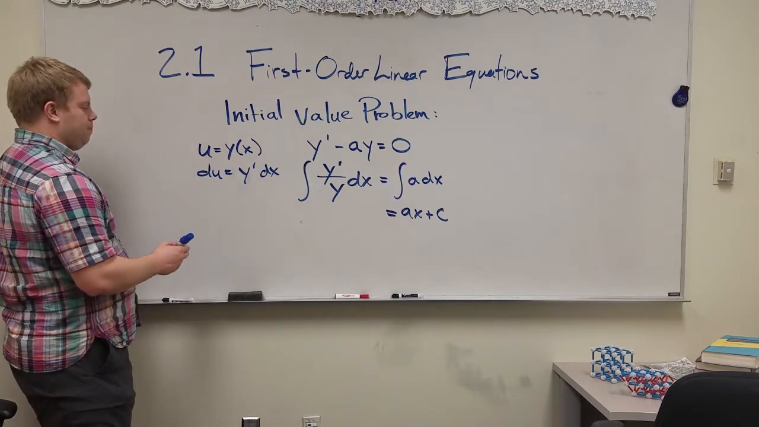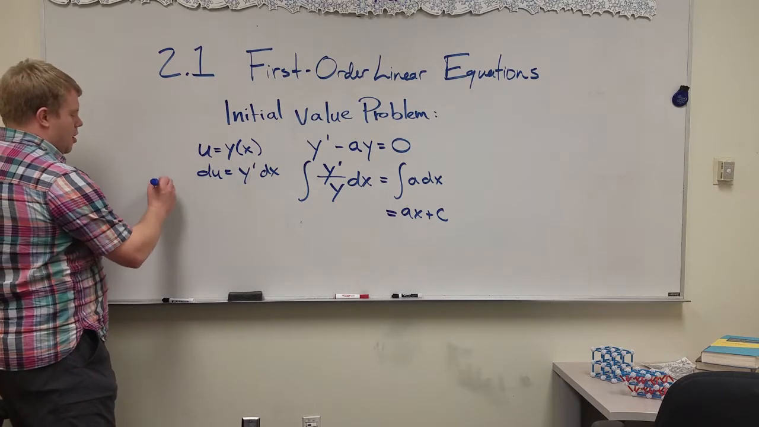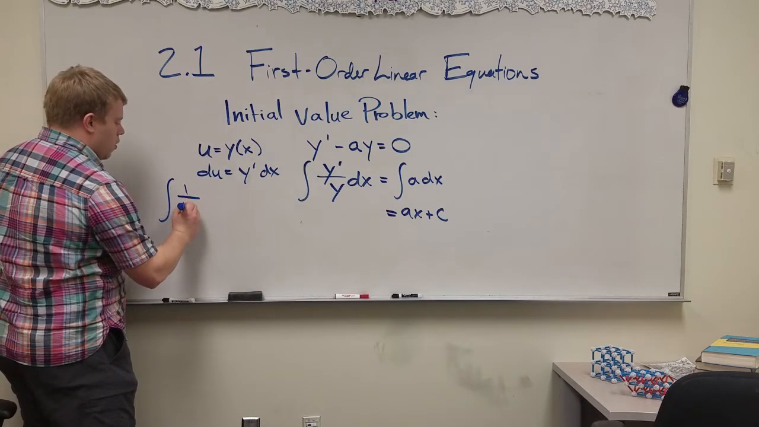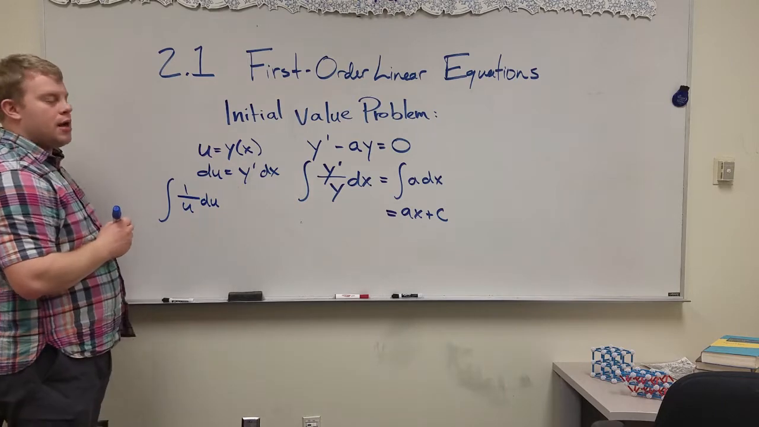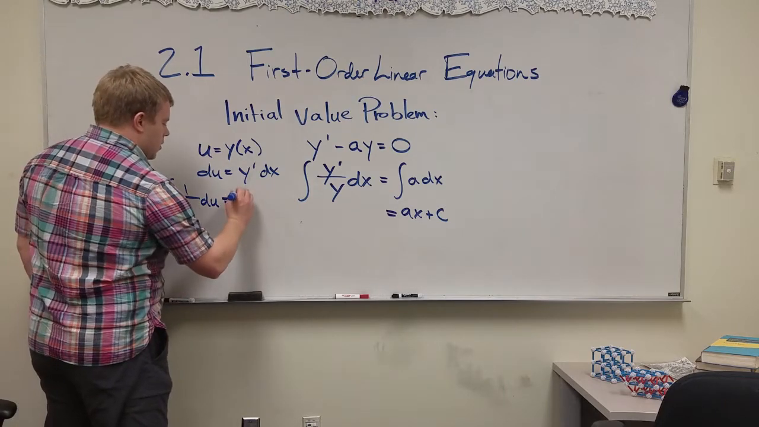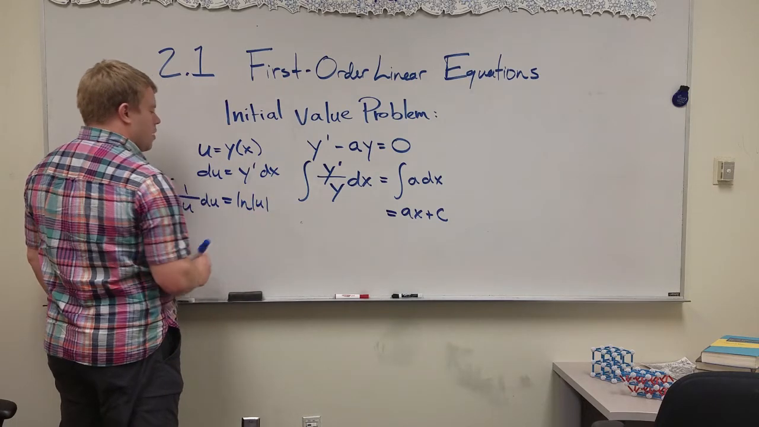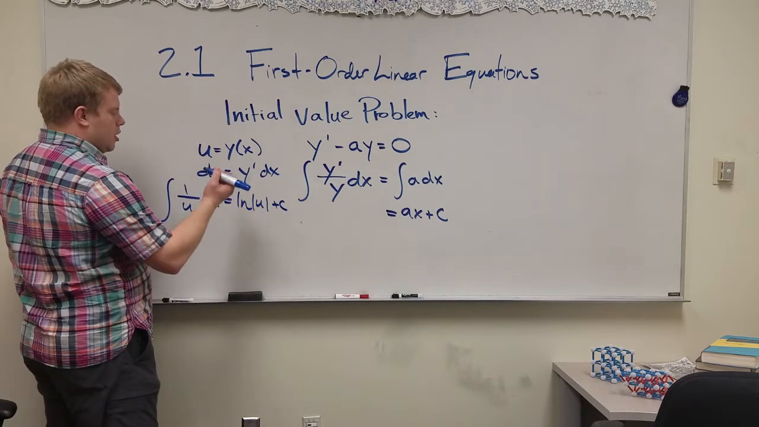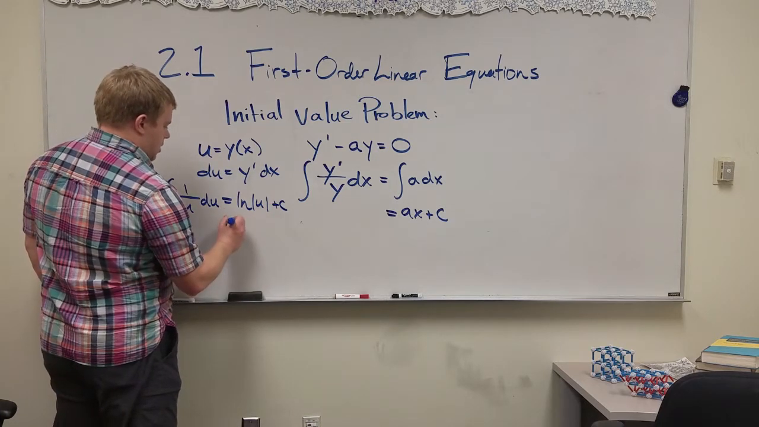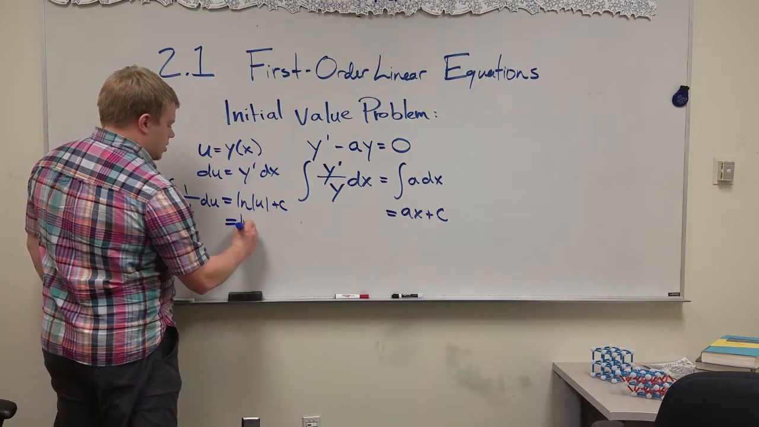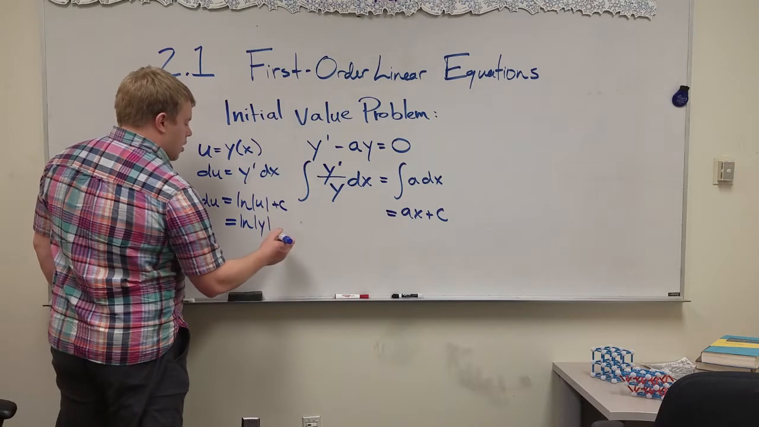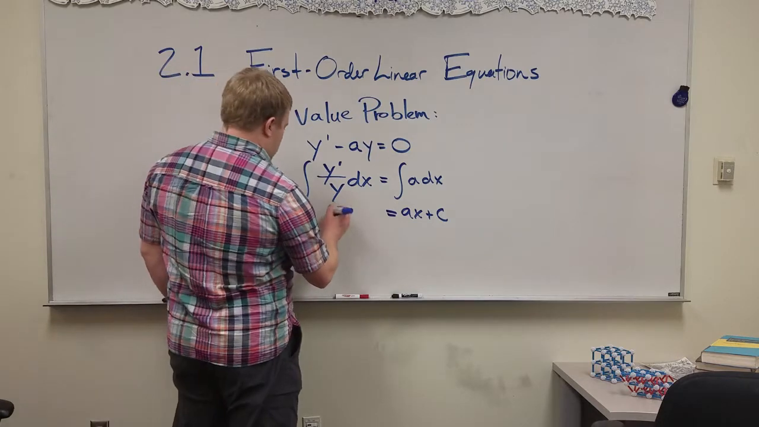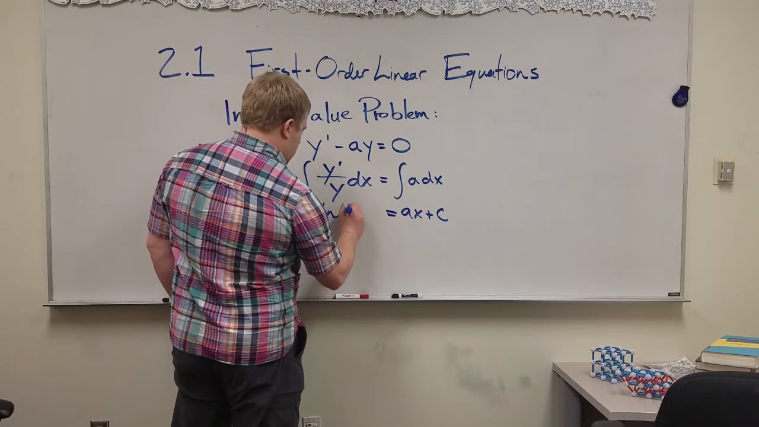So now, when we make this u substitution, this integral turns into 1 over u du. And the antiderivative of 1 over u, of course, is natural log of the absolute value of u plus c. But we probably want this in terms of y and x, so we're going to instead write this as natural log of the absolute value of y plus c. All right. So let's see. I'm going to write that over here.